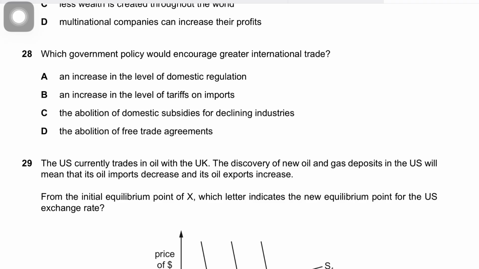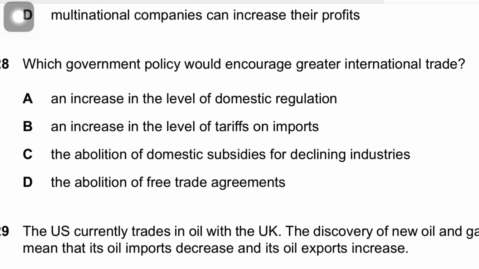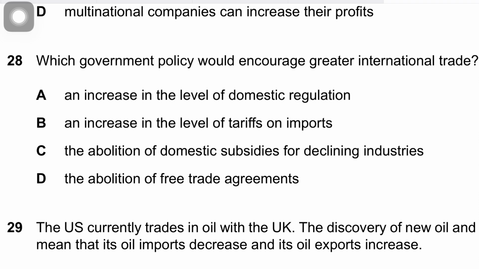So that's why option C is the correct option. The others are incorrect because option A says an increase in domestic regulation. An increase in domestic regulation would increase the cost of firms. This might discourage the trade rather than encourage it.